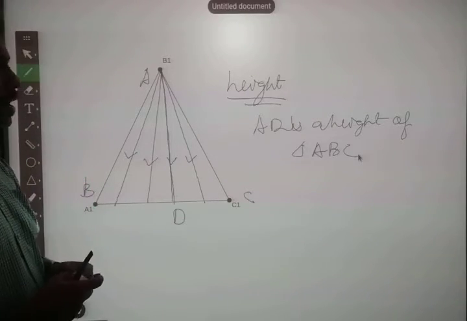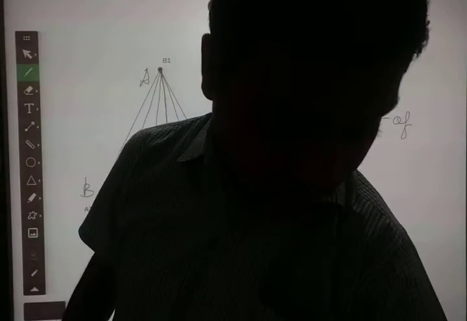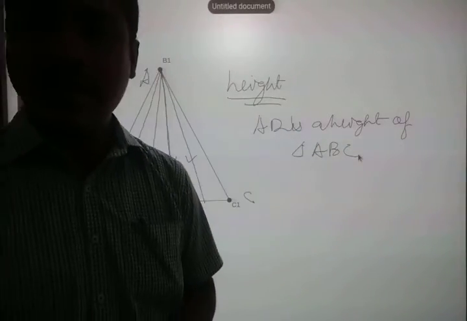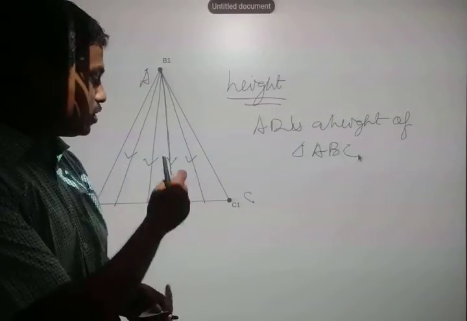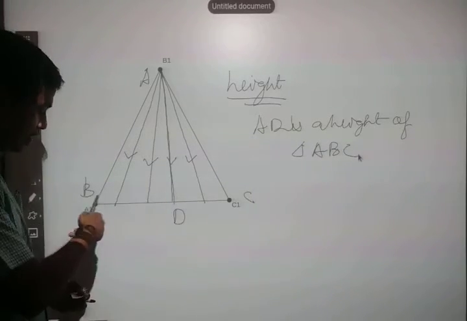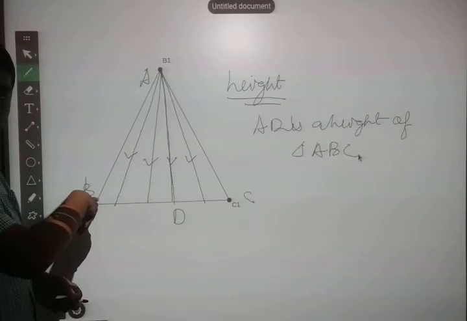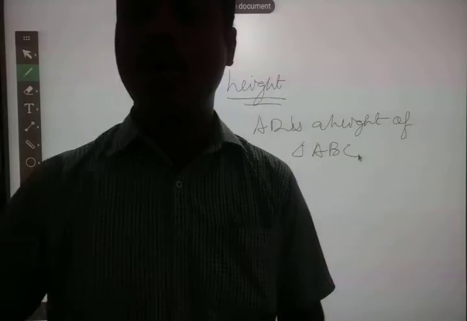So this is what the height is about. If you want to write a definition of the height, we can write: the height is a line segment drawn from the point A, and it should be perpendicular to any one line, like the line BC that I have taken, or you can draw one from here also.